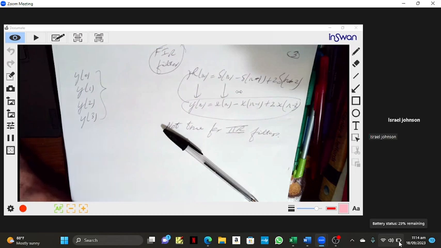Well, we need some specific value of n to find the output. Yes, we need an n value. What else do we need? We know that we need to know the input. We need to know the n value. I gave you the n value. I told you n was 0. What else do we need?